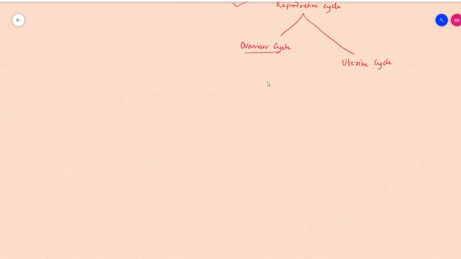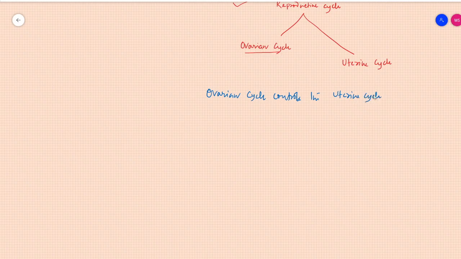Okay, so let's write it down there and then discuss why. Okay, ovarian cycle controls the uterine cycle. Okay, so let us discuss why this might be so.